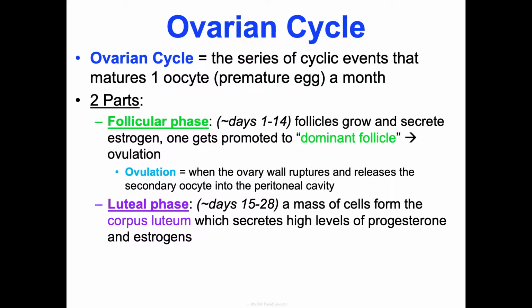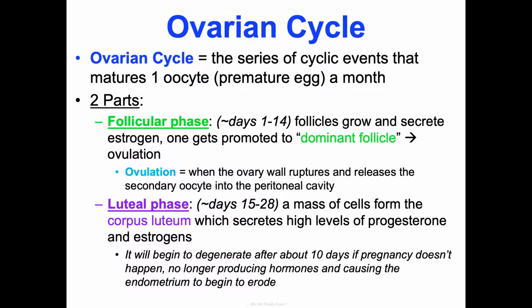And then ovulation kind of divides the cycle in half. The second phase of the ovarian cycle is the luteal phase, and it's kind of the last 14 days. It's where you have this mass of cells that forms the corpus luteum, which secretes very high levels of progesterone and estrogens. And if pregnancy doesn't happen, so if fertilization doesn't happen, this corpus luteum will start to degenerate about 10 days later and stop producing those hormones. And then that causes the endometrium to begin to erode, which we're going to talk about in the next cycle.